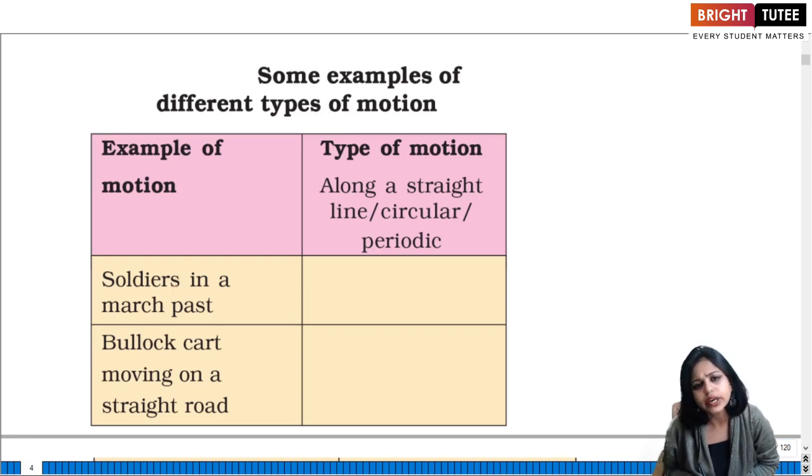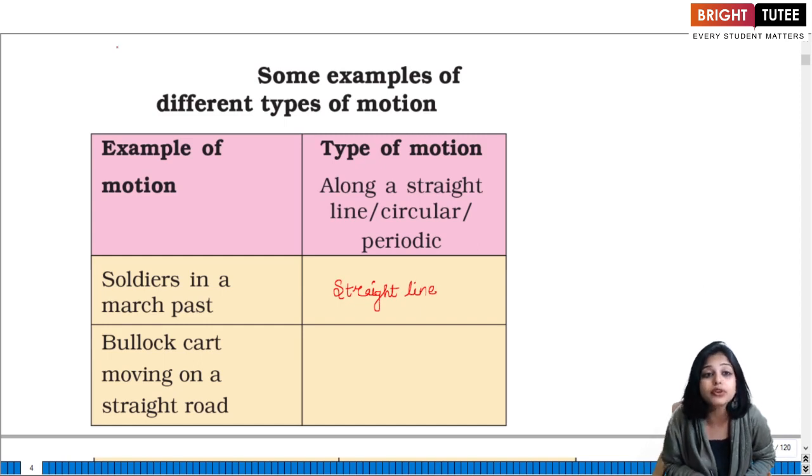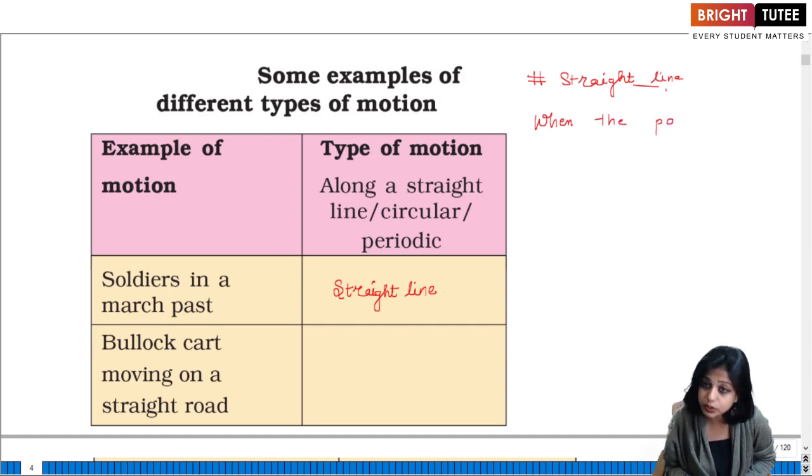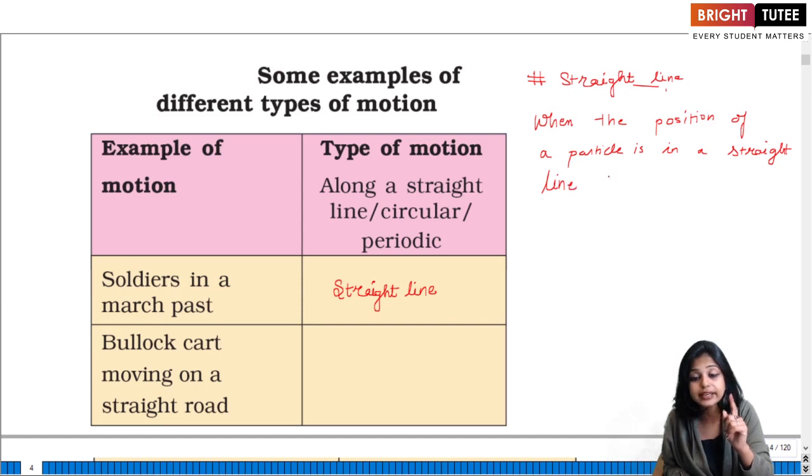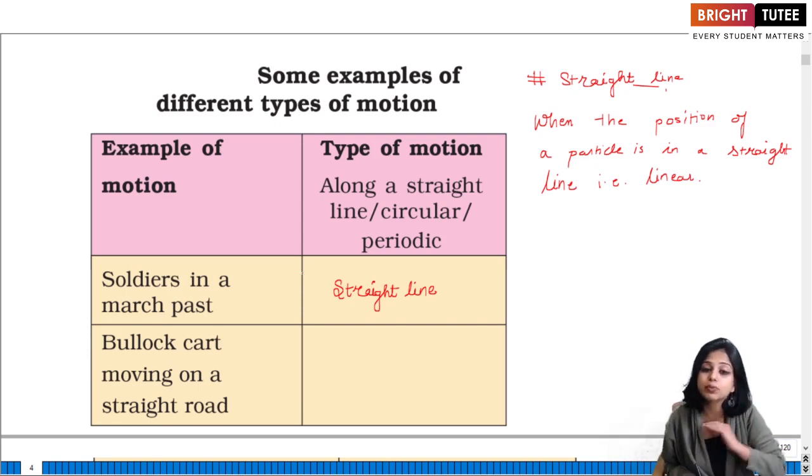Soldiers in a march past. What kind of motion will it be, students? If they are marching past, we know that they will be going together in sync in a straight line. Hence, it is straight line motion. Let us write the definition as well. When the position of an object or a particle changes in a straight line only, that is moving straight in one line, that is linear, we call it straight line motion. So soldiers in a march past is straight line motion.